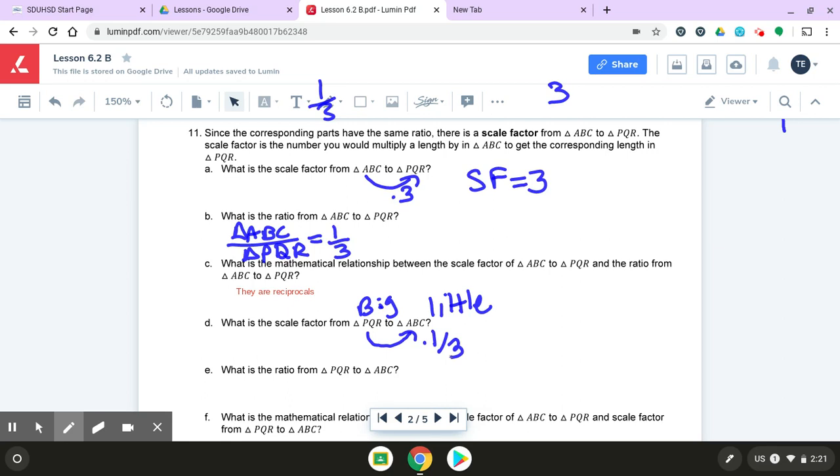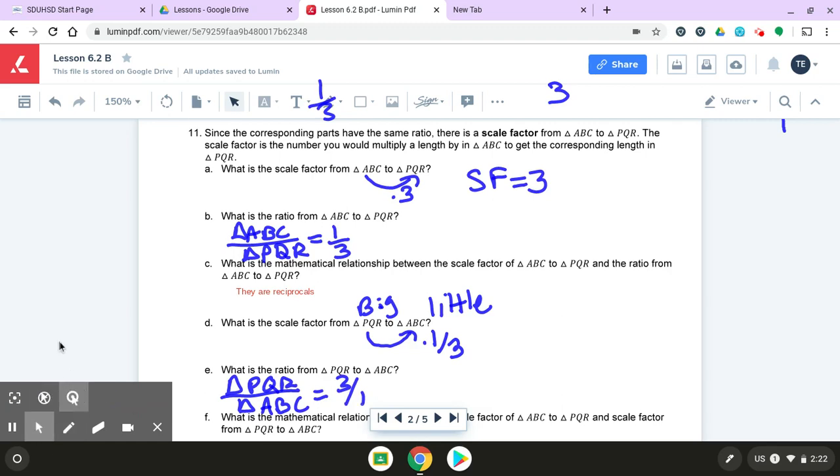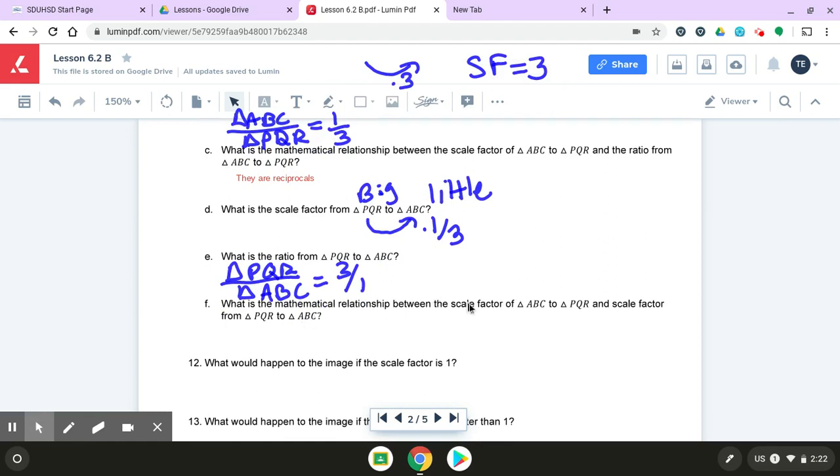The ratio, if I have the bigger triangle on top, then the bigger number has to go on the top. So the ratio would be 3 to 1. Part F, what is the mathematical relationship between the scale factor of ABC to PQR? That was the 3. And the scale factor of PQR to ABC, well, that was the 1/3. Again, they are reciprocals.